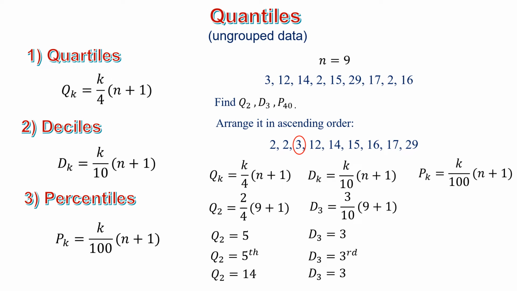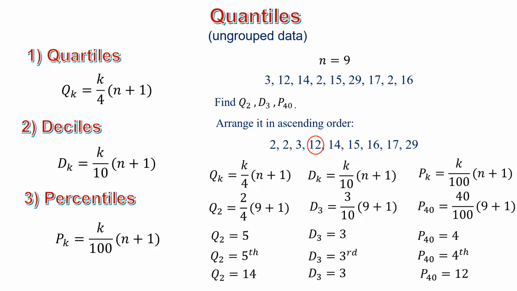And then we have P sub k. We are going to determine P40, which is equal to 40 over 100 times 9 plus 1. Simplifying further, we get P40 is equal to 4. It means that P40 is the fourth number, which is equal to what? Correct, so P40 is equal to 12.